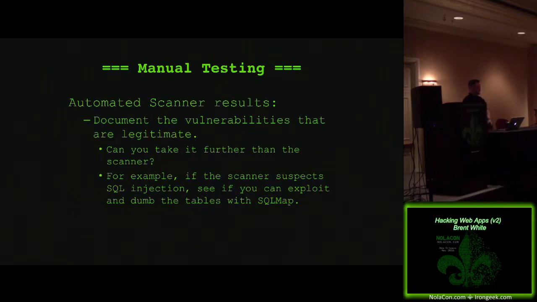Again, with the automated scanner results, things that are legitimate, make sure that you document those. That way you can show the client, hey, this is what was sent, and this is what came back, and how I determined it's a legitimate vulnerability. And don't just stop there. Can you take that further? If it's shown that it's positive for SQL injection, and you get some sort of error, like Oracle errors or something like that, take it further. Can you take it so far that you actually get a shell on that host?